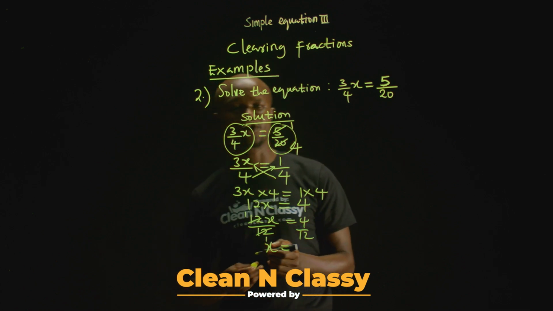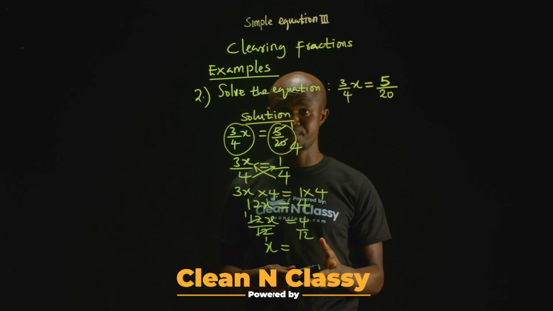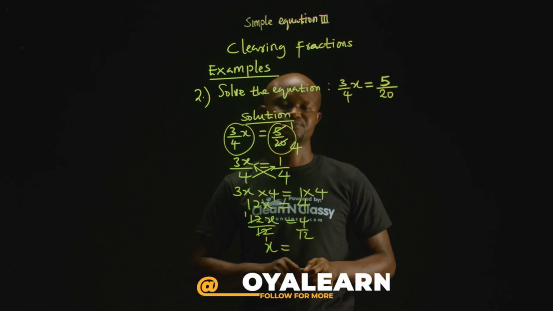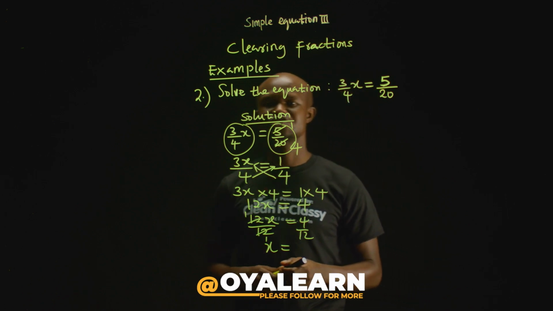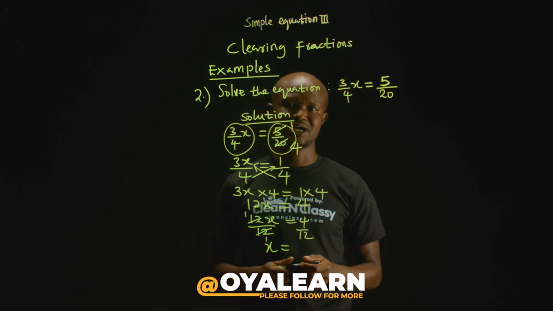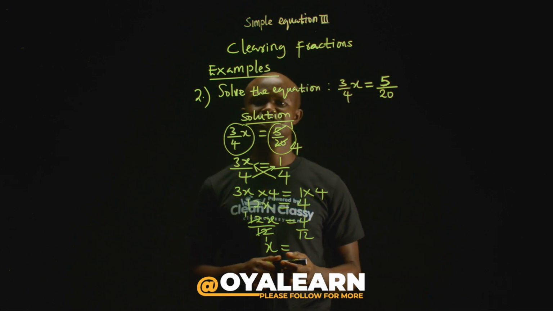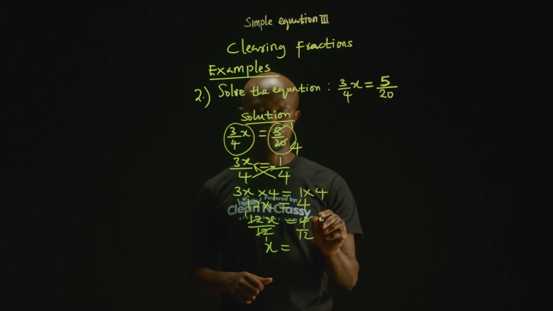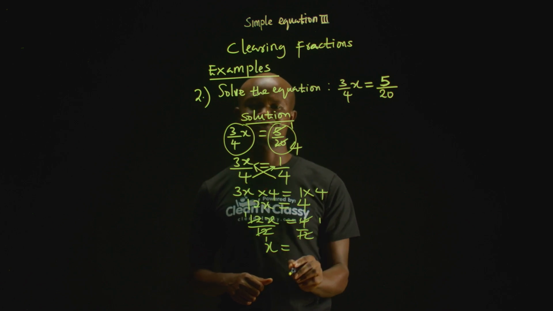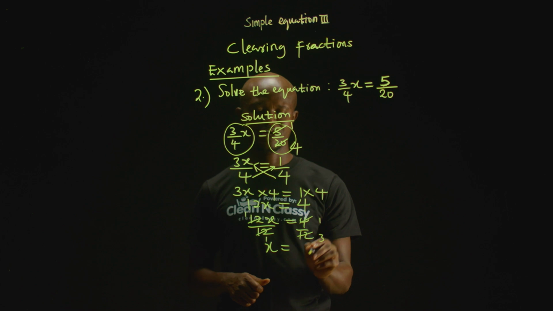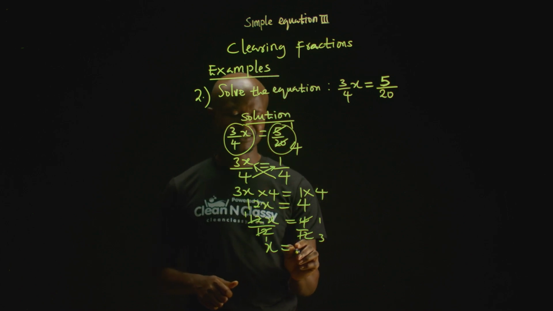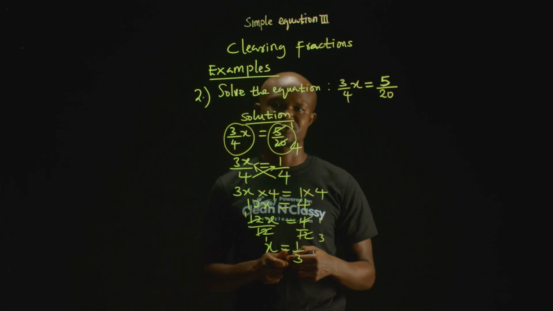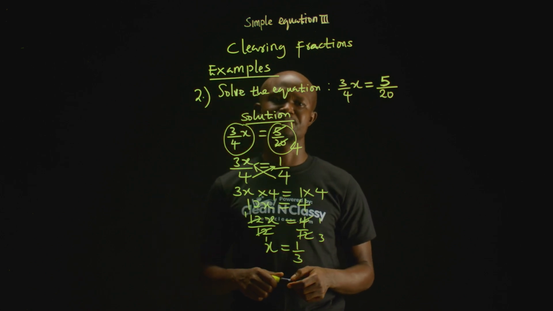Here we can reduce; 4 divided by 12 is a proper fraction, so we can reduce this. There's a common factor for both numerator and denominator, and the highest common factor is 4. 4 divided by 4 is 1, and 12 divided by 4, we have 3. So it means that x equals 1 divided by 3. That's 1 over 3. That is the solution to the problem. Thank you.